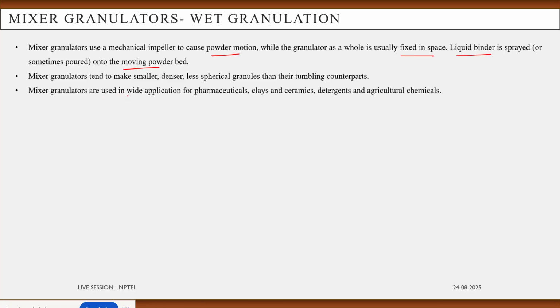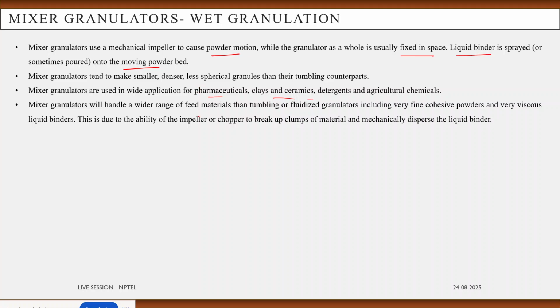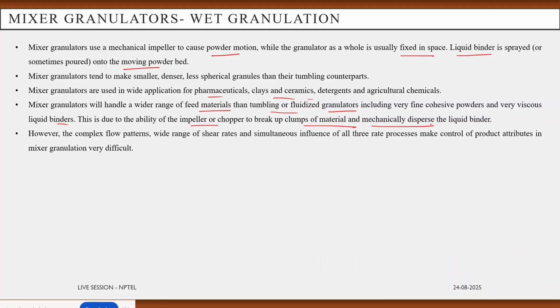These mixer granulators are used in a wide range of applications for pharmaceuticals, clays, ceramics, detergents or agricultural chemicals. They handle a wider range of feed materials than the tumbling or fluidized granulator, including very fine cohesive powders and very viscous liquid binders. This is due to the ability of the impeller or the chopper to break up the clumps of material and mechanically disperse the liquid binder more efficiently.